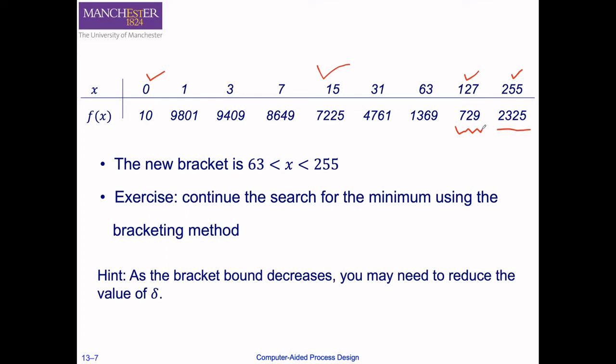That means we have bounded the minimum of the function f(x). The minimum of the function f(x) will be within the bracket from 63 to 255. Based on this, we can identify a reduced new bracket, that is, x is greater than 63 and less than 255. Can we identify the new bracket as 127 to 255?